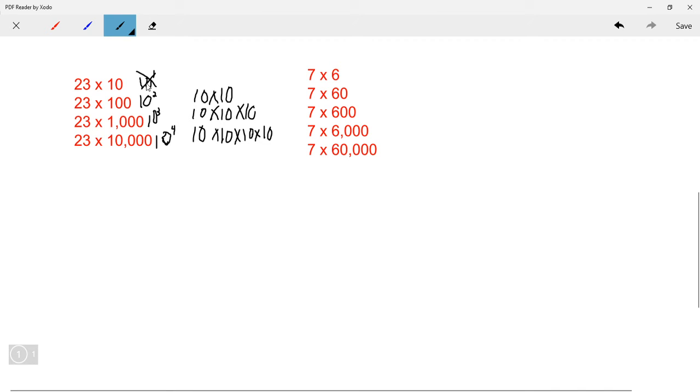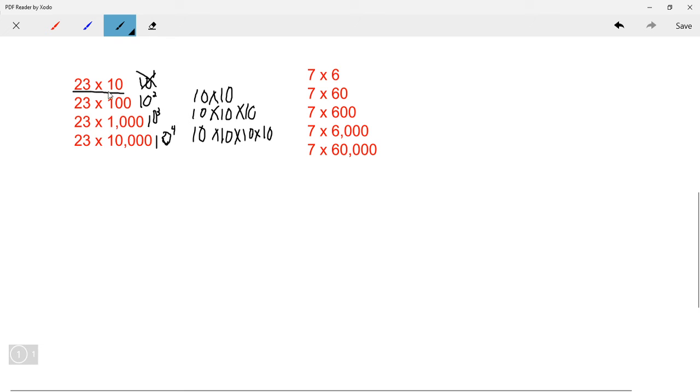Anyway, that's a basic overview of exponents and to the power, right? So you could say this is 10 to the power of 2, 10 to the power of 3, 10 to the power of 4. Anyway, let me show you how to do these equations.